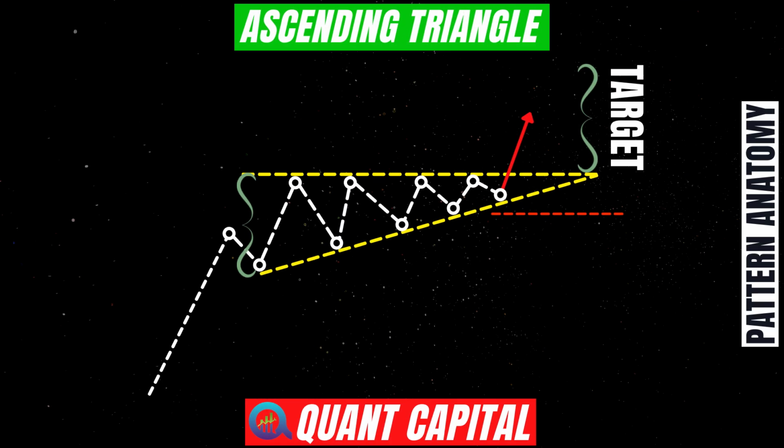The ascending triangle is one of the most effective continuation patterns that arise in the middle of the trend.